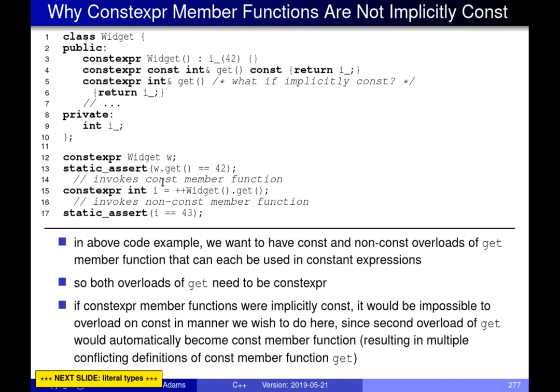So far so good, but you might also want to do something like this. Here we're creating a widget, which is a temporary object. It gets the value, it returns a reference to it, and then we increment that value. And then we want to take that incremented value and assign it to I, which is a Constexpr variable. So at compile time, we want to create this temporary widget, increase the I underscore data member, and then take that incremented value and assign it to this Constexpr variable I.